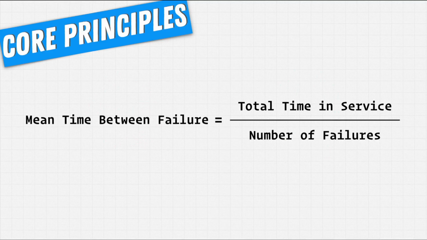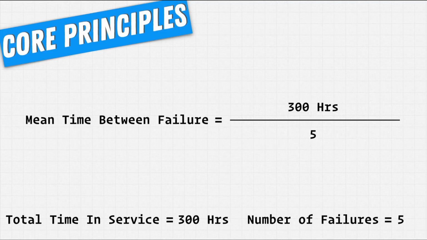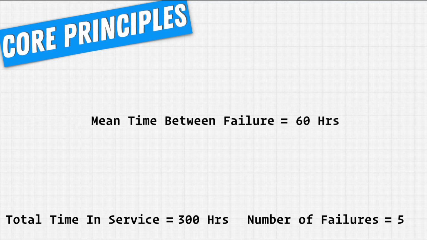So this is for reliability. Mean time between failure is the total time in the service divided by the number of failures you have. So mean, of course, is the average time. So let's plug in some values here. Let's say the total time in service is 300 hours, and then the number of failures is 5. Now, when you divide 300 hours by 5, the mean time between failures is 60 hours, meaning that on average, the mean, within a 300-hour time period, if there are 5 errors, that means every 60 hours there is some kind of critical failure.